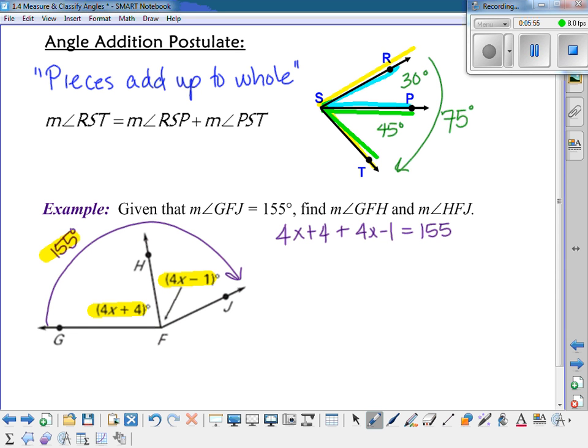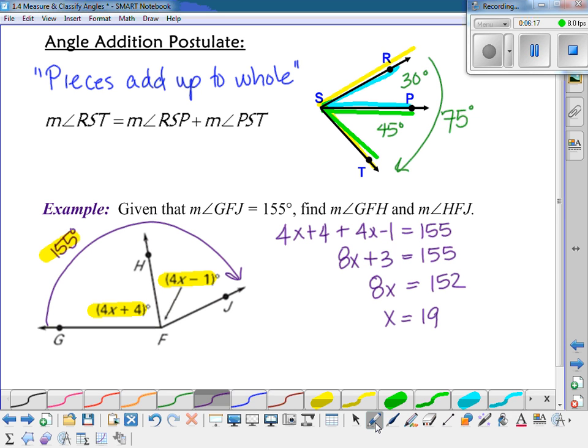Okay, and so we combine our like terms, 4x and 4x, I get 8x. 4 minus 1, I get 3. That has to equal 155. Subtract 3 from both sides, and I get that 8x is equal to 152. And then if you divide by 8, you get that x is equal to 19.